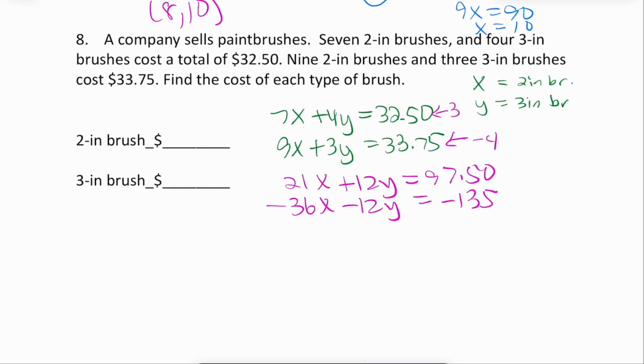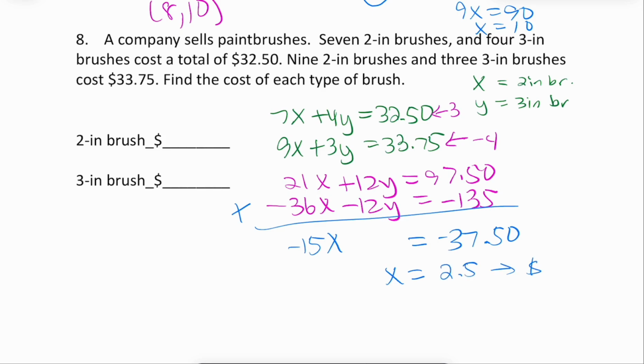Now, it's just elimination now. We just got to add these two together. So when we add those two together, we're going to get -15x equals -37.50. Now what's great at this point is you just divide by -15, and we got it. And we get that the cost of a 2-inch brush, 2.5, means it's $2.50. Now are we done? No, we are not. We need to find the cost of a 3-inch brush.